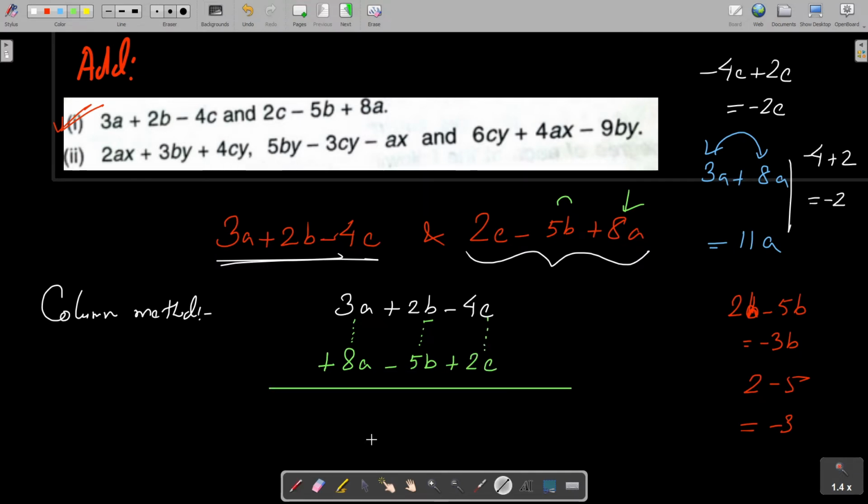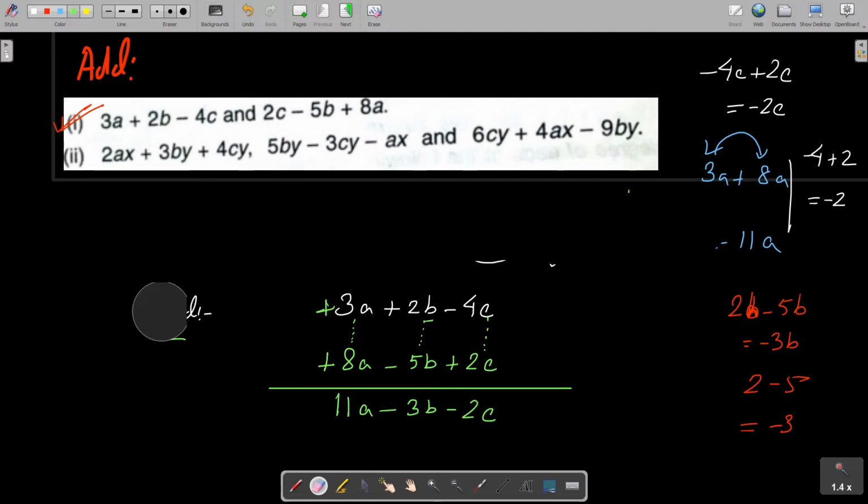Now we will simply add this. Plus 3 plus 8 will get plus 11a. 2 minus 5 will get minus 3b. Minus 4 plus 2 will get minus 2c. So if you solve, we got the same answer. It doesn't matter which method you use. Okay. So let's try another question.